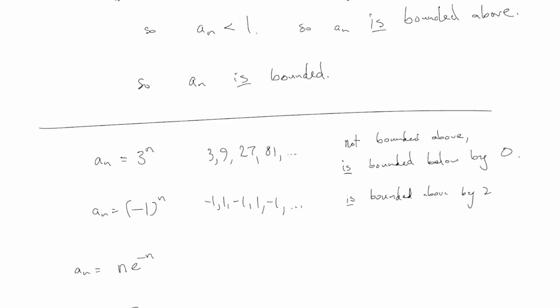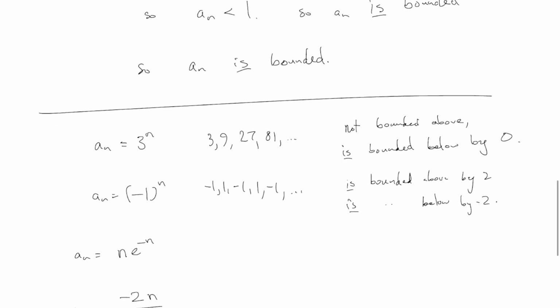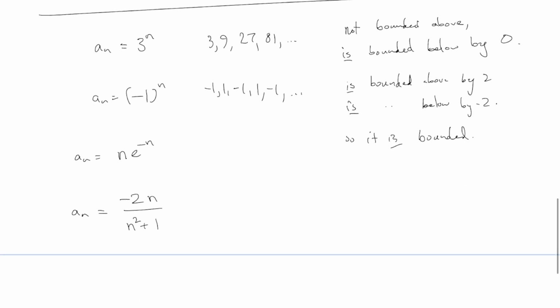Is there a number that's less than all of them? I think yes. Negative 2 is below all of them. So it also is bounded below by negative 2. All right, so that sequence on the whole, it is bounded, right? Bounded, remember, means that it's both bounded above and bounded below. So it is bounded. All right, great. Any questions about that one?